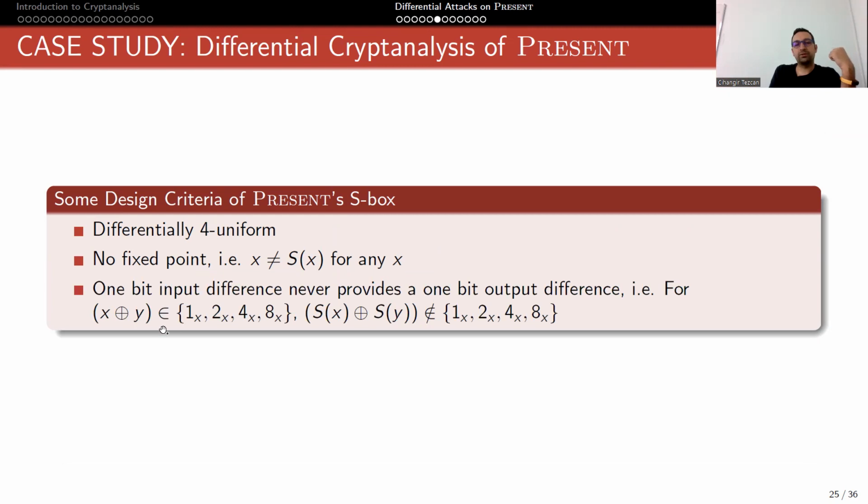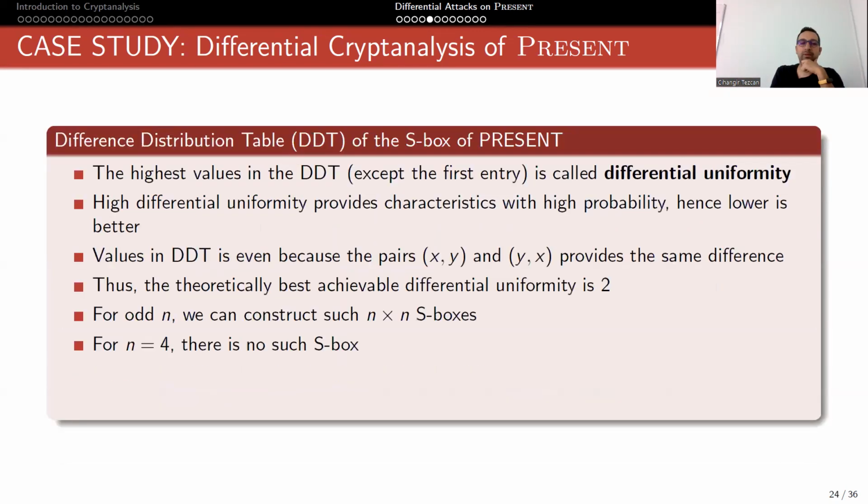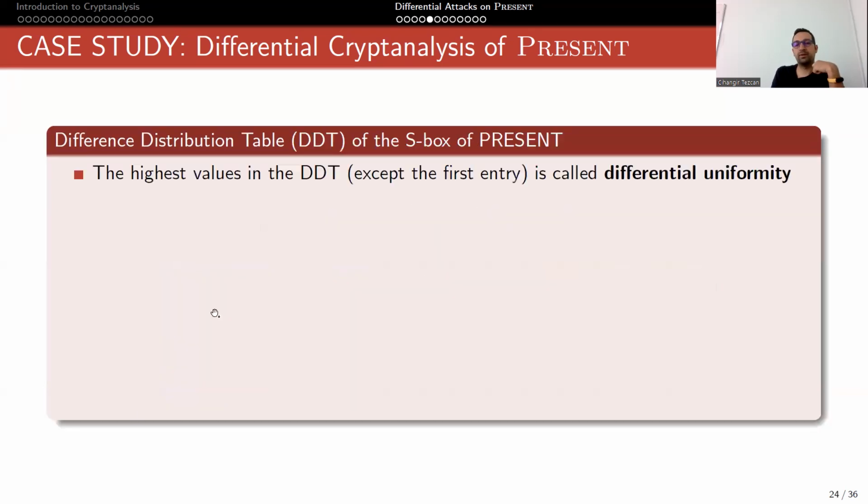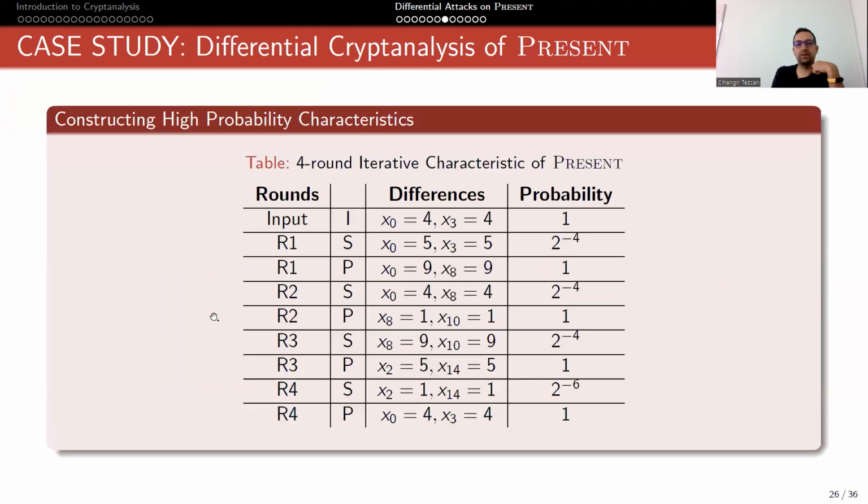They also chose the S-box so that a 1-bit input difference never provides a 1-bit output difference, because if this is the case, you can find high probability events. By this, they mean that if you look at the row with 1, you are introducing the input difference 1, but as you can see, you never see the output difference 1, 2, 4, or 8, which are 1-bit differences. So this is a design criterion. These are some good ways of designing an S-box.